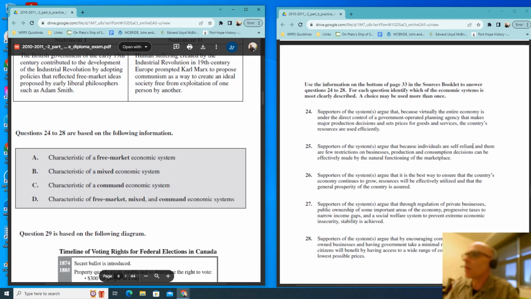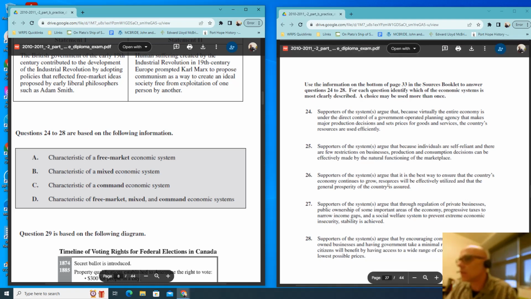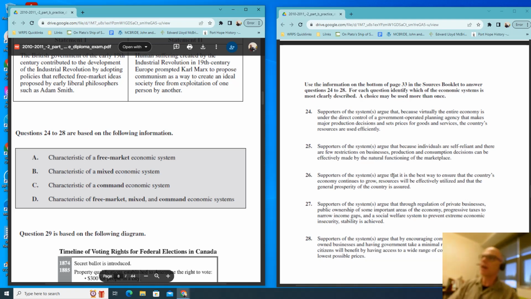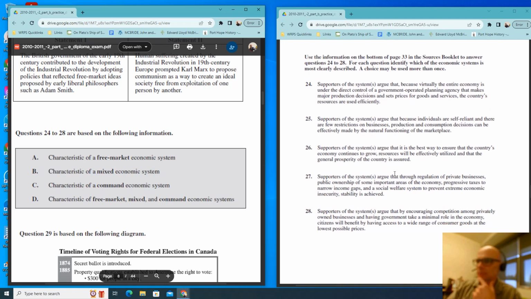Supporters of this system argue that because individuals are self-reliant, free market. Supporters of this system argue that it is the best way to ensure the economy continues to grow, resources will be efficiently utilized. There's nothing there that pinpoints that to how much government there is. It just says that we're going to try to have prosperity and everything's efficient. That's going to be all.